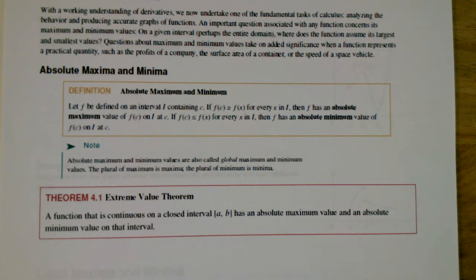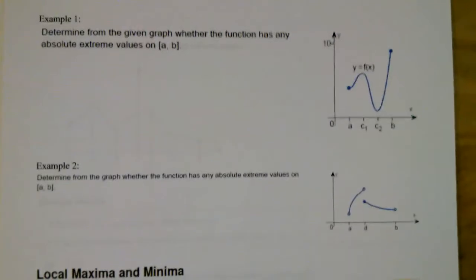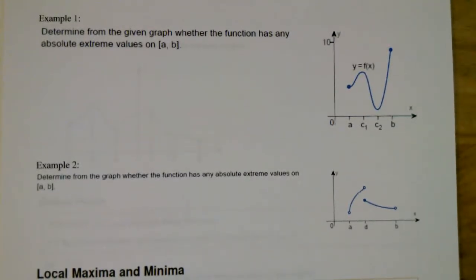Now, from that, we have Theorem 4.1 dealing with the extreme value theorem. And that states a function that's continuous on a closed interval [a, b] has an absolute maximum value and an absolute minimum value on that interval. All right, so in these next two examples I'm going to show you on the next page, we're going to be identifying absolute extreme values on a closed interval [a, b].